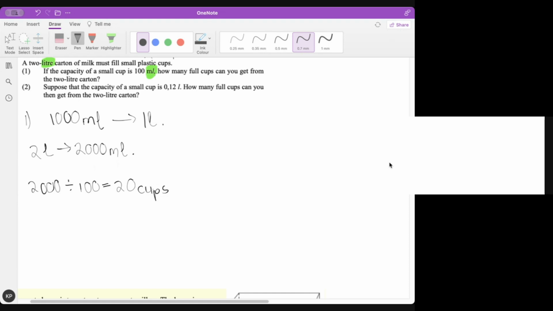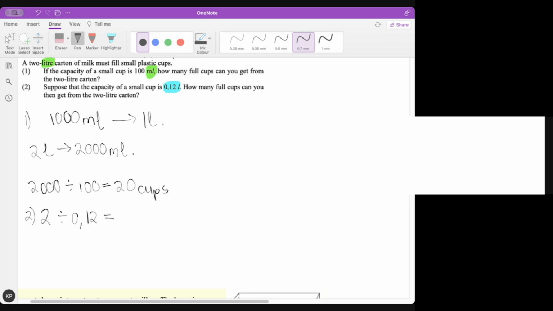I'm kidding, guys. Okay, suppose that the capacity of a small cup is 0.12 liters. How many full cups can you get from that 2 liter? Interesting, né? Okay, we actually don't need to do a conversion here. We can just use them in liters. So if I say 2 liters divided by 0.12, how much does that give us?